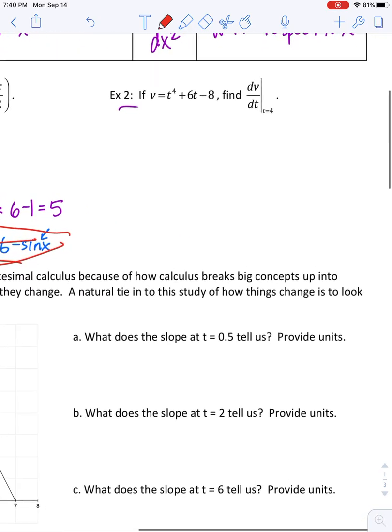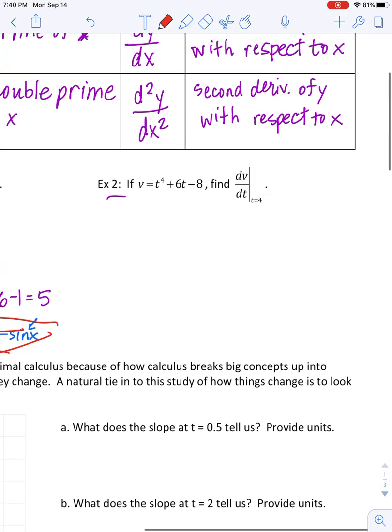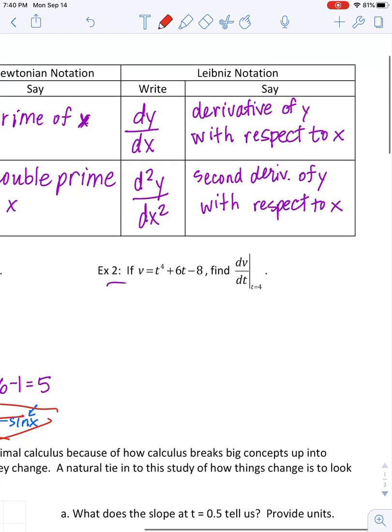Okay. Example 2 brings us a different notation. That Leibniz guy up here, right? Here we have a v function that is t to the 4th plus 6t minus 8. And this says to find dv dt at the value t equals 4.